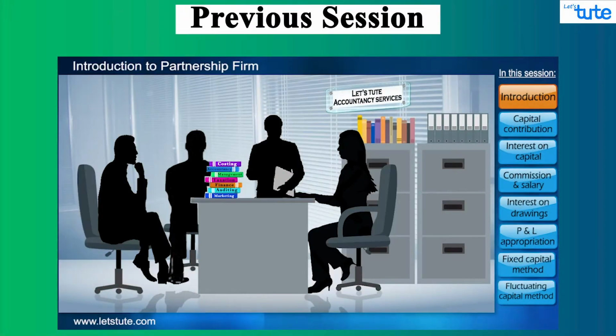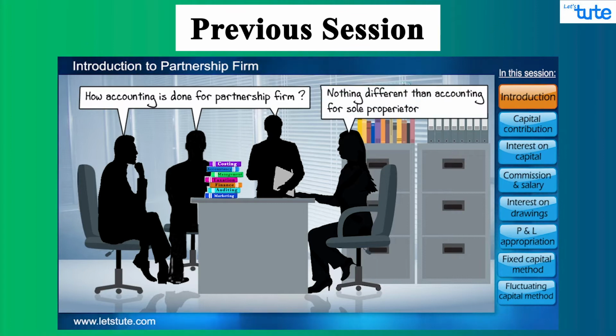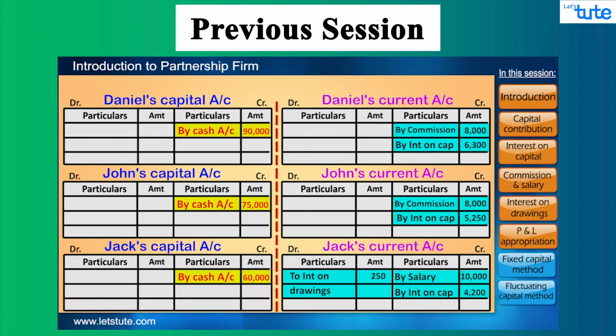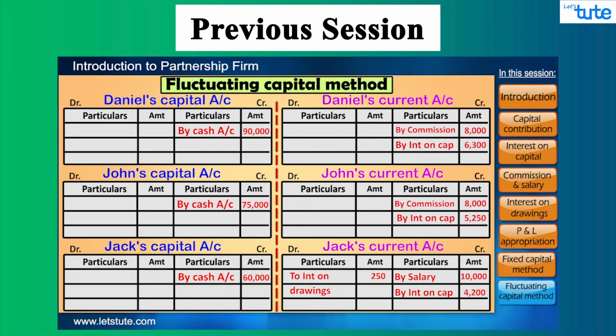Hello friends, in the previous session we gave a detailed overview of partnership firm and its accounting to Mr. Daniel, wherein we have discussed the partnership deed, basic provisions related to partnership and methods of capital accounts, that is fixed capital method and fluctuating capital method.